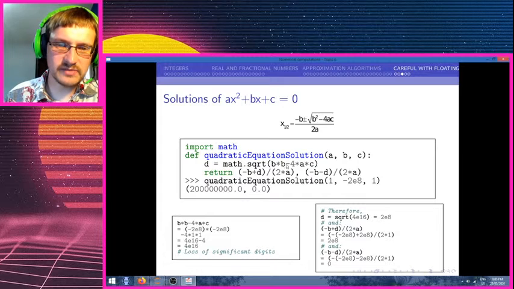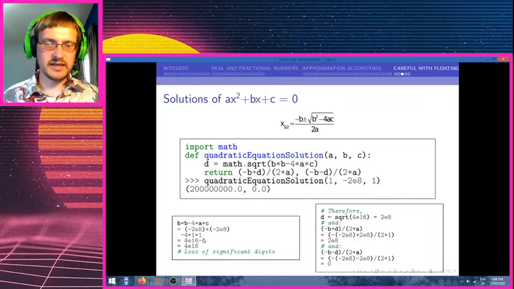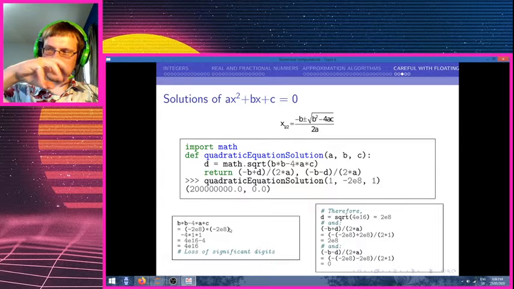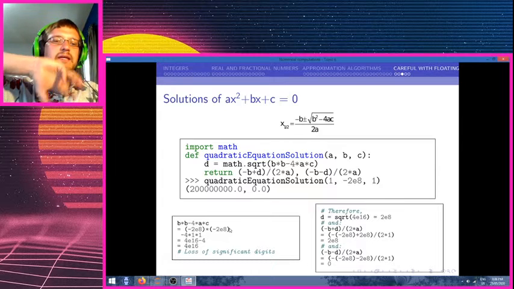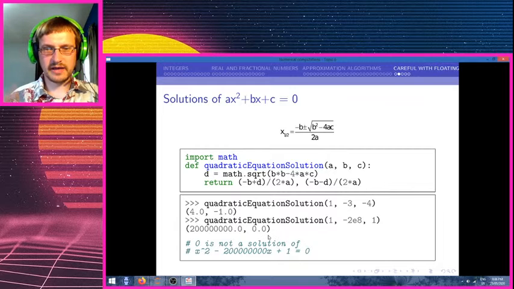We have this b times b minus 4ac step here, right? So during that step, we've got negative 2e8 times negative 2e8, that minus 4 times 1 times 1. The problem with that is that you get that issue where a floating point will eat up a number that's vastly smaller than it, right? The loss of significant digits. So because that happens, we have this problem where x, the value of the solution, is 0 rather than what it should be.